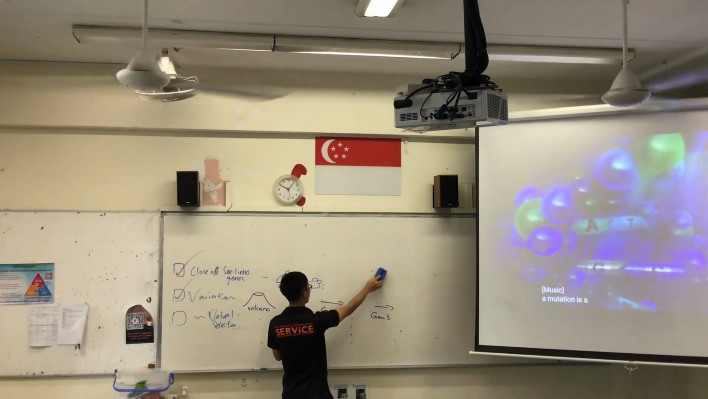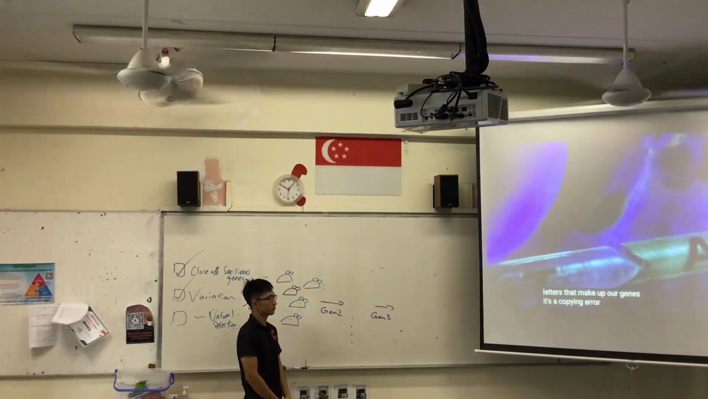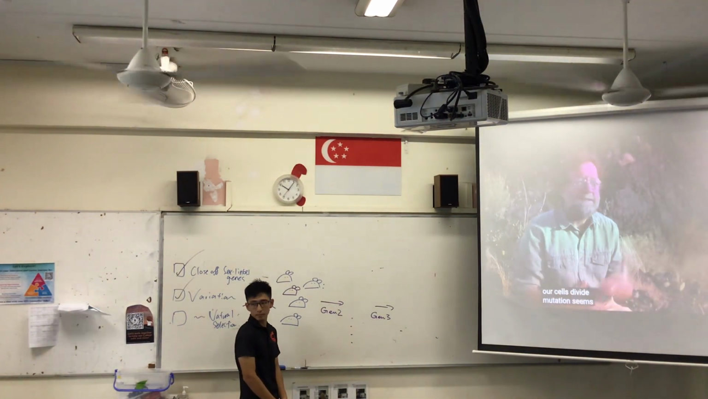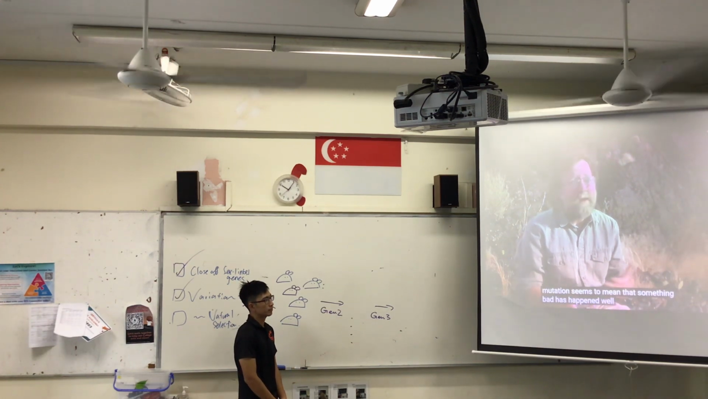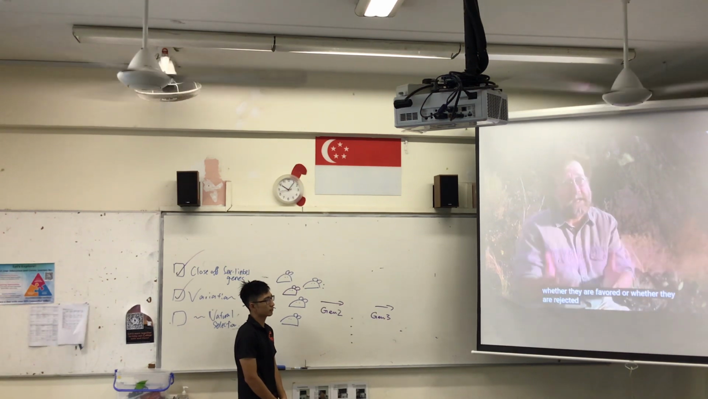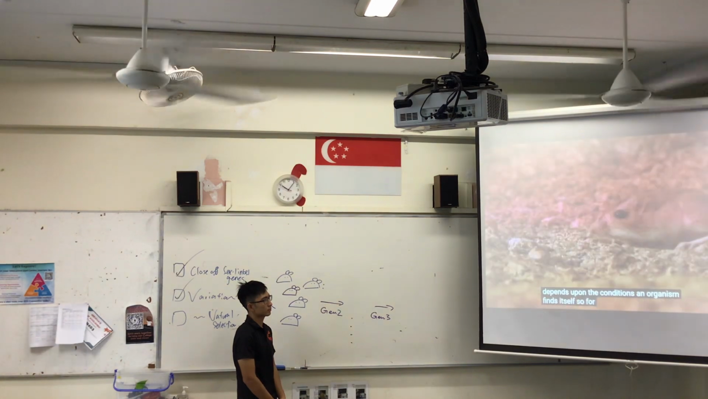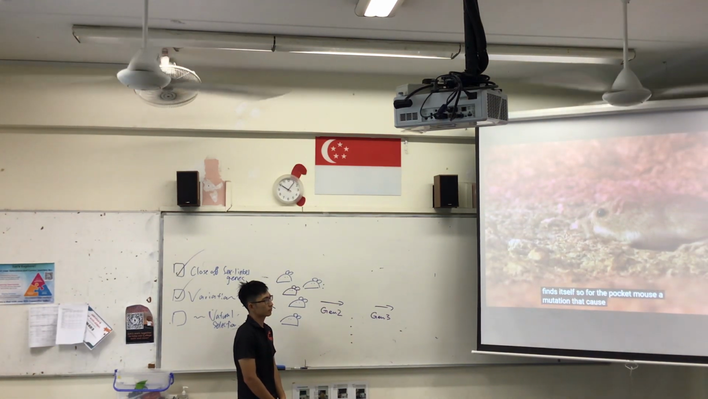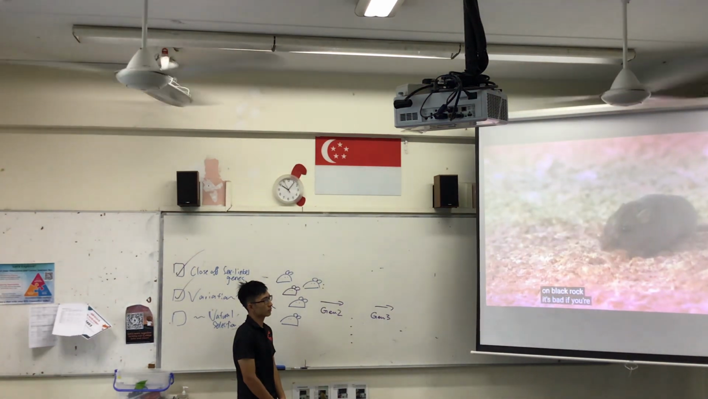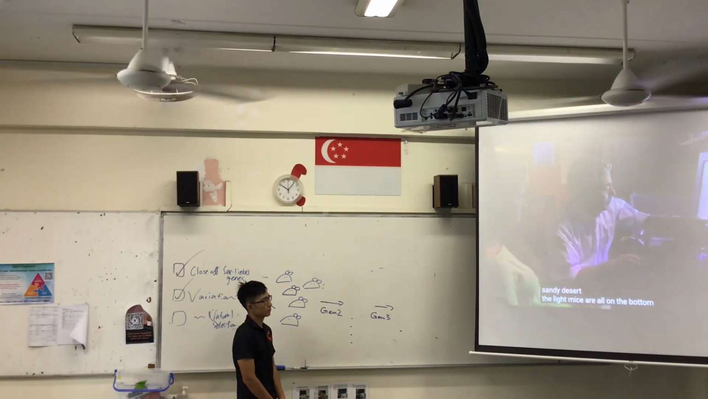A mutation is a change in the chemical letters that make up our genes. It's a copying error, and they occur when our cells divide. Mutation seems to mean something bad is happening. Mutations are neither good nor bad. Whether they are favored, rejected, or neutral depends upon the conditions and where it finds itself. So for the pocket mouse, a mutation that causes the mouse to turn black is good if they're living on black rock, and it's bad if you're living out in the sandy desert.